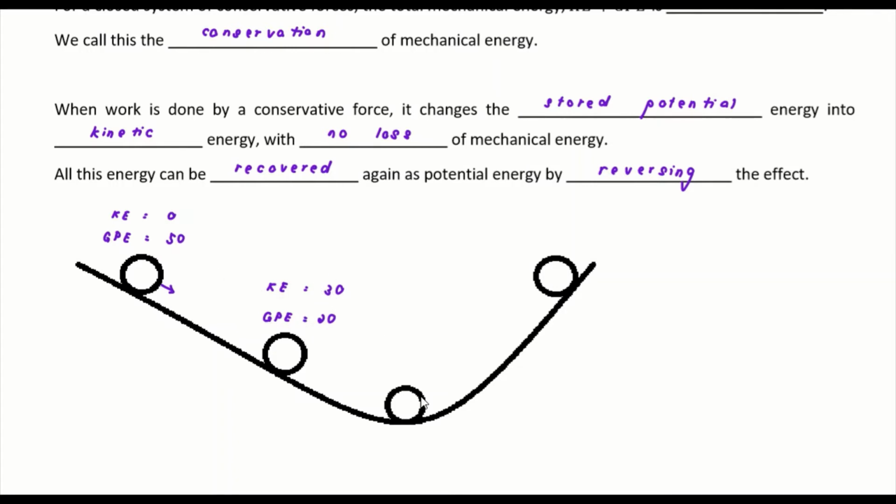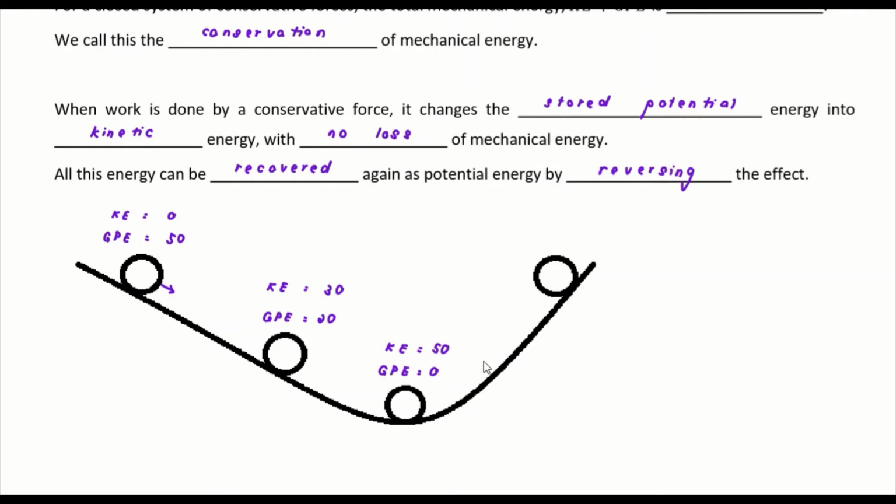Now, if this object is at the lowest point, this is the part where the kinetic energy is the highest. Am I right? Because that should be the place where it has the maximum velocity. In this case, the GPE will become 0 because it's at the lowest ground here. So that's why this 50 of mechanical energy all goes into the kinetic energy.